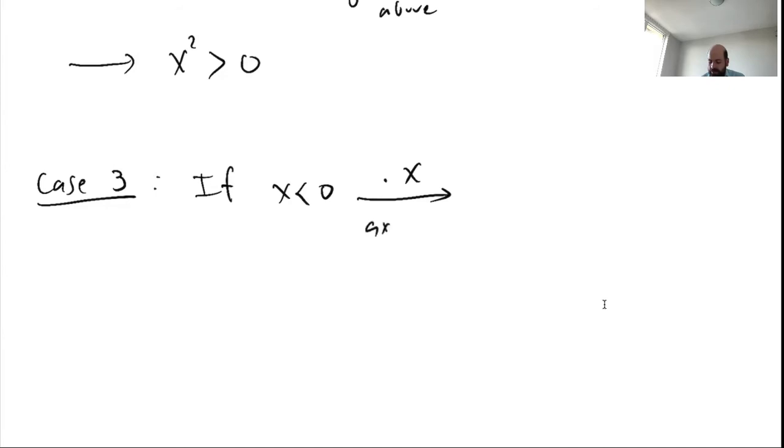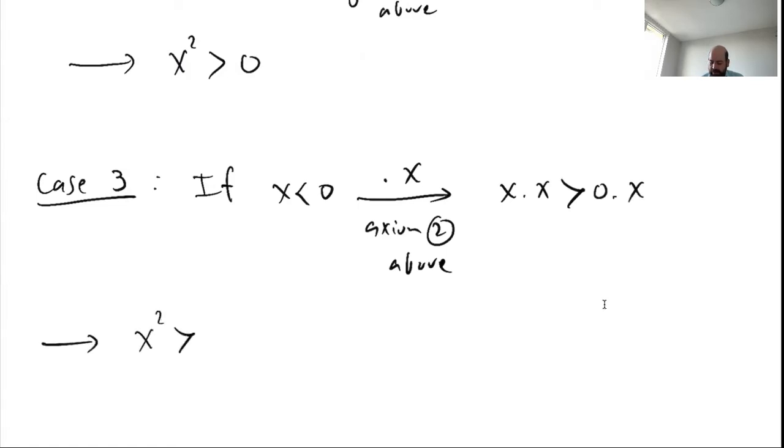Now axiom 2 above says that x times x is bigger than 0 times x, right? Because as we said, x is negative according to the assumption of case 3. And then this means x squared is bigger than 0, right? So again, we are done.